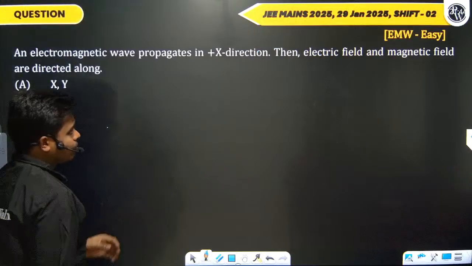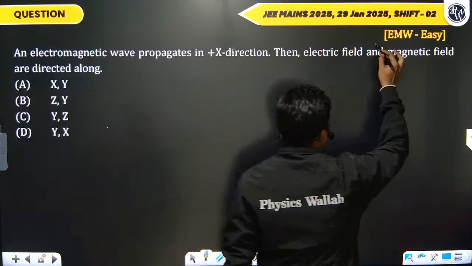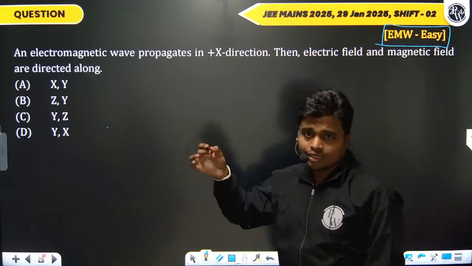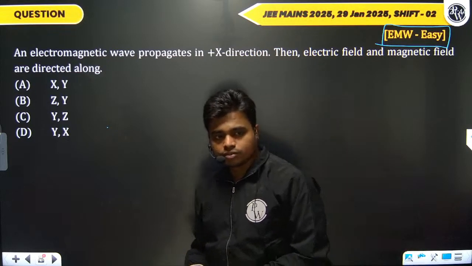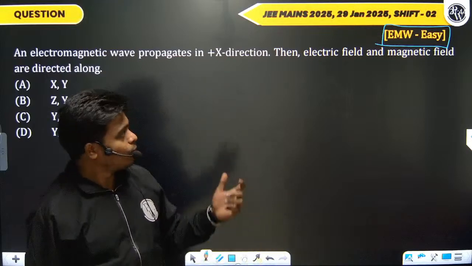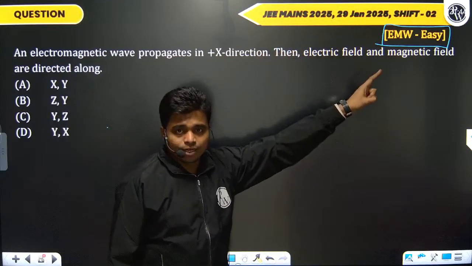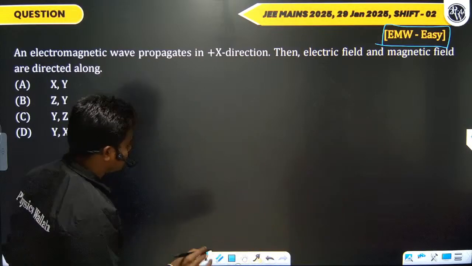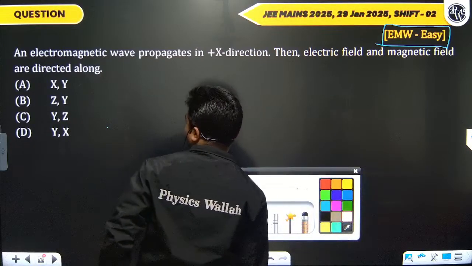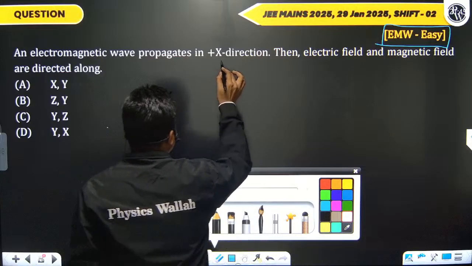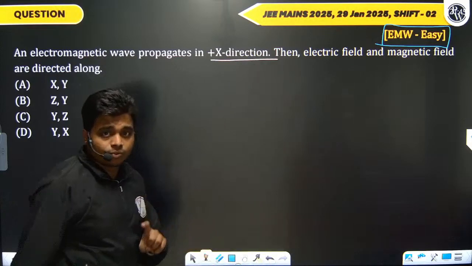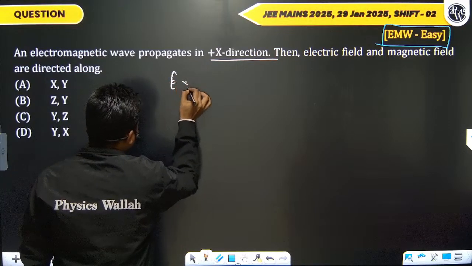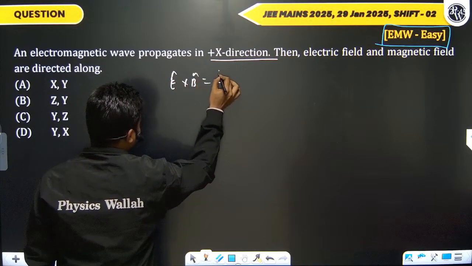This question is coming from electromagnetic waves, a class 12 topic, but not to be ignored because over the 22, 23, 24 sessions, definitely one question is coming from electromagnetic waves. And the basic standard concept that we have here is that an electromagnetic wave propagates in x direction. So they have given the direction of the velocity. The standard concept that will be asked from here: E cross B is equal to C.